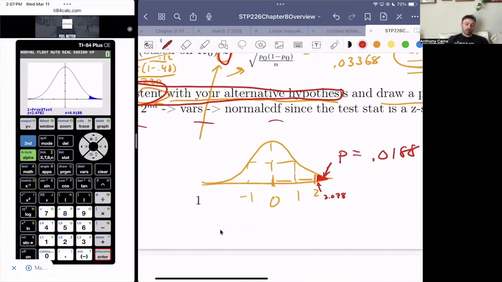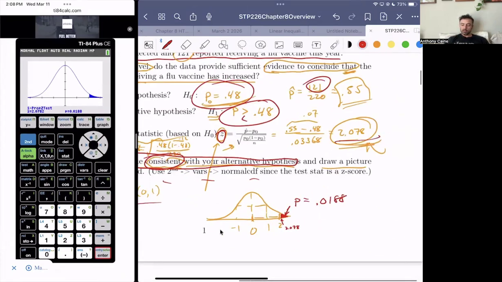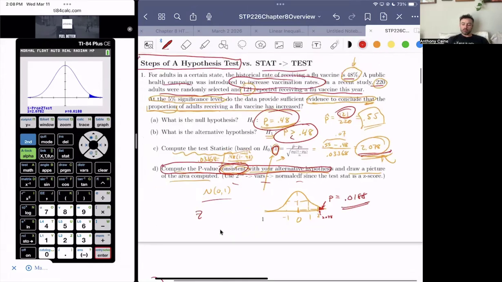And you can see on the bottom left of the calculator screen, it says z is equal to 2.078. You can see on the bottom center of the calculator screen, it says the p-value is 0.0188. Okay. So these steps, like we input this in the calculator, and the calculator does this stuff.